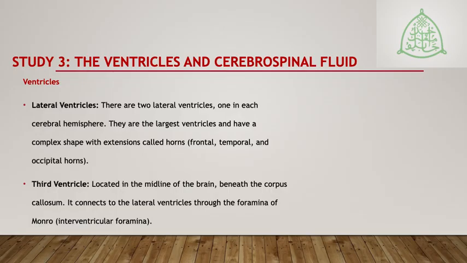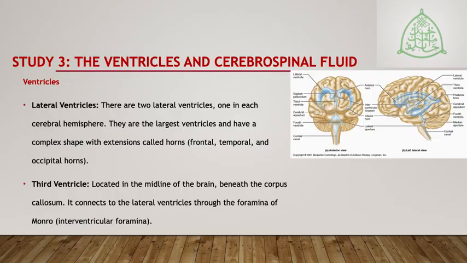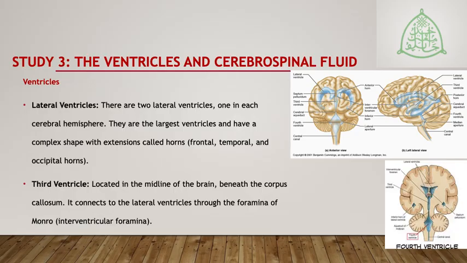So like we said, we have the lateral ventricles, which are the largest ones, and they have a horn shape: we have the frontal, temporal, and occipital horns. That is why on the lateral view you see another horn extended to the back. The third ventricle is located in the midline, below the corpus callosum and between the two thalamus. The lateral ventricle connects to the third ventricle via what is referred to as the interventricular foramen.